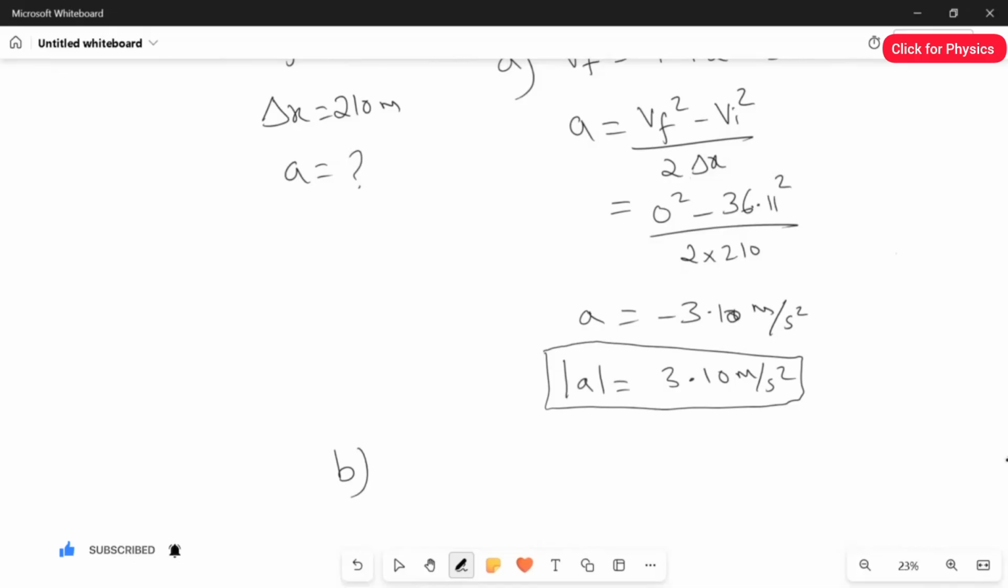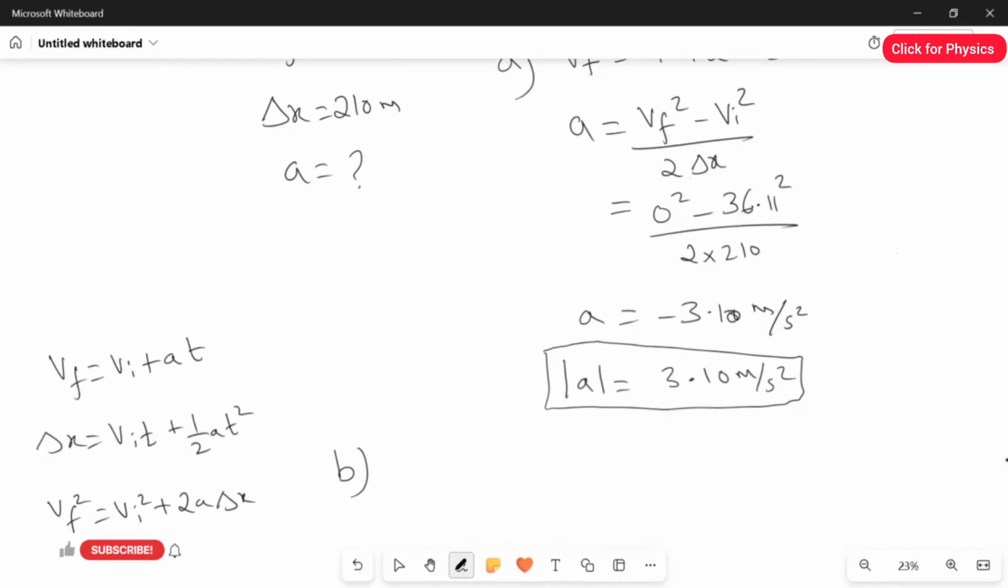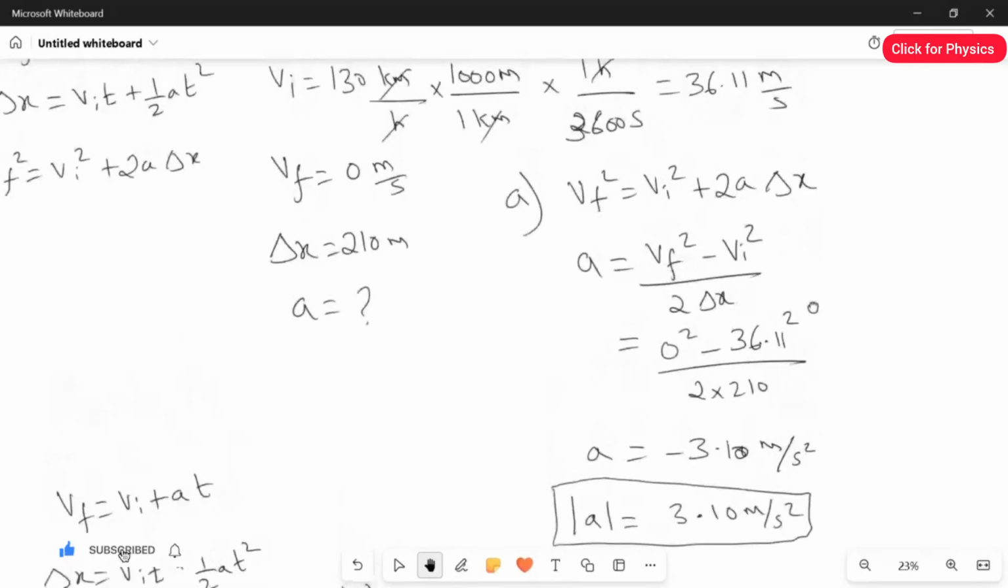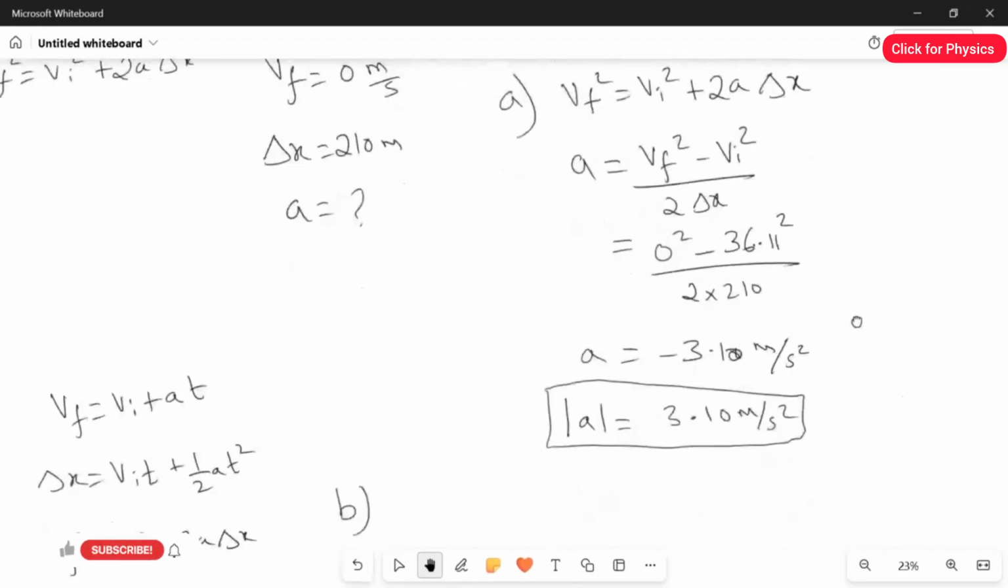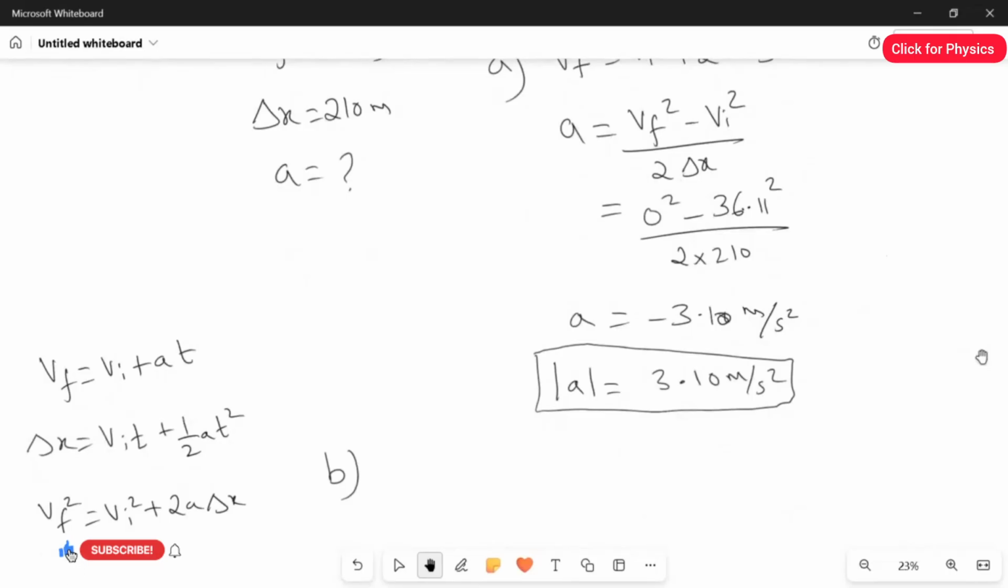Again, we deal with the equations: v final equal to v initial plus at, delta x equal to v initial t plus half a t square, and the third equation v final square equal to v initial square plus 2 into a into delta x. Now what information do we have? We have four pieces of information: initial speed, final speed, delta x, and even the acceleration we got from the first part of the question. The first equation will be exactly suitable for getting the time, so I'm going to use it.